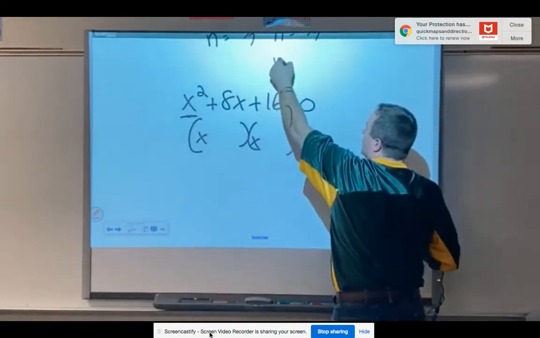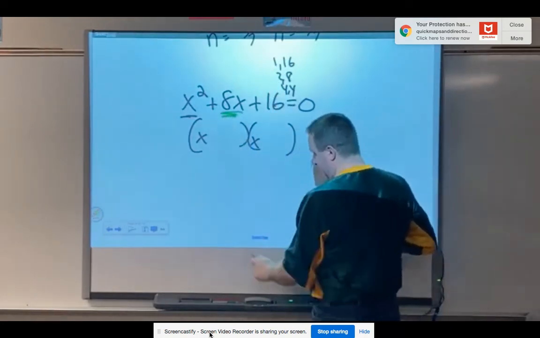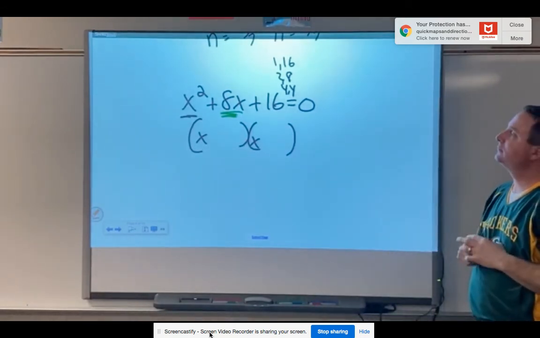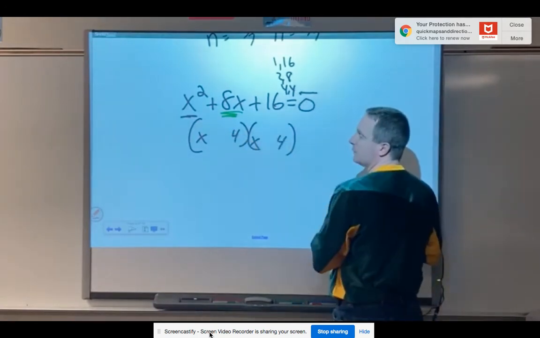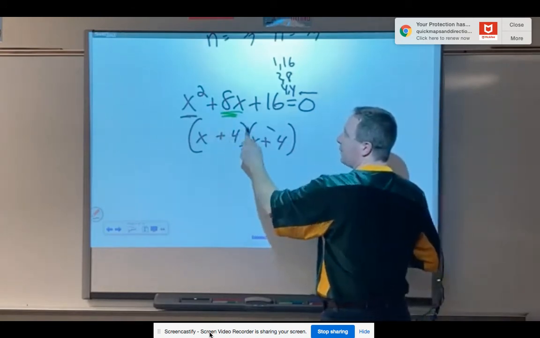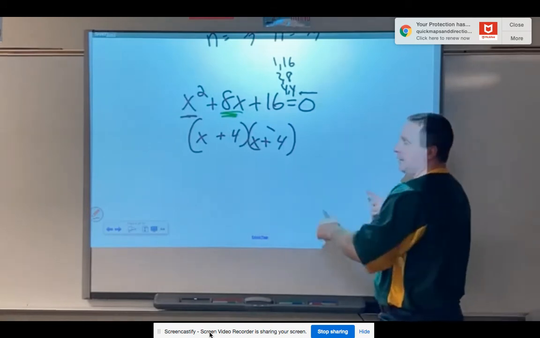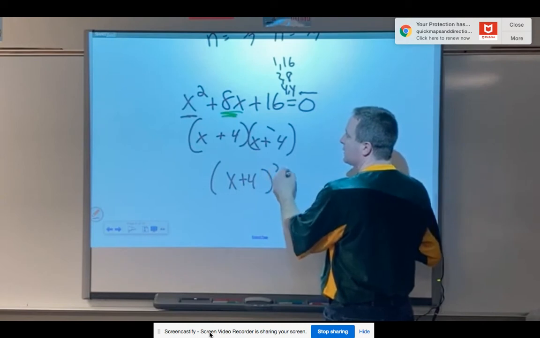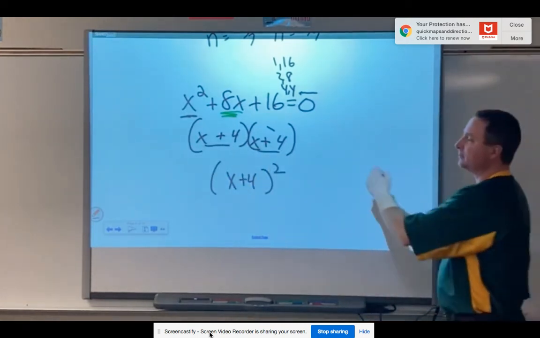16 has a bunch of choices: 1 and 16, 2 and 8, 4 and 4. And I need to get the magic number 8. Which one of those can give me 8? I think it's these guys right here. What if I tried a 4 and a 4? If I did +4 and +4, I get +8. If you look carefully at that, that's really the same as x plus 4 squared, if I have 2 of them.